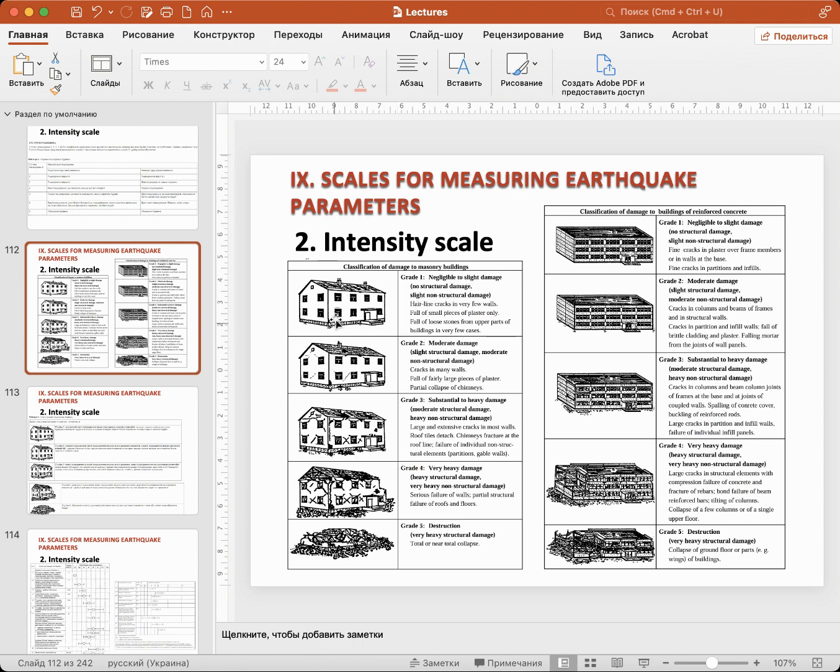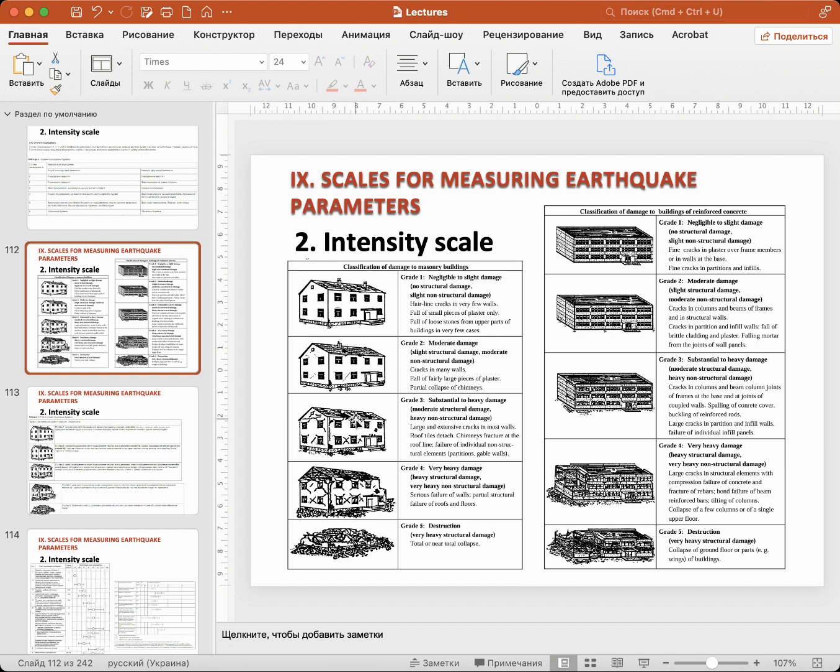And here we can see how those scales influence buildings. For example, when we talk about masonry buildings, we can find various levels of damage, from grade 1 to grade 5. That is for masonry buildings, and here is the situation for reinforced concrete structures. Using these tables, we can define what kind of deformation we have found at a certain construction site.